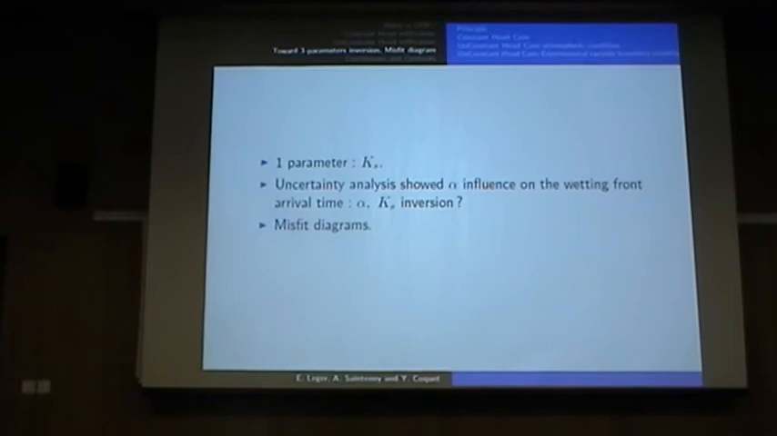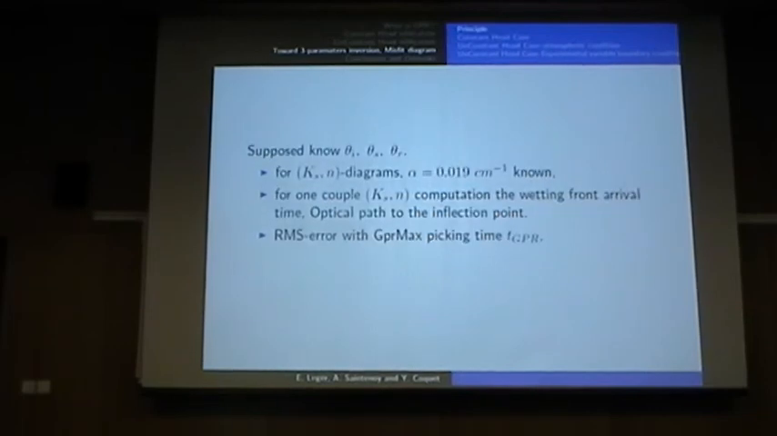So we have been able to invert one parameter, but the uncertainty analysis showed that alpha has a strong influence. So why not invert alpha and saturated hydraulic conductivity, and why not n as well? In order to do so, we compute a misfit diagram. A misfit diagram is just that we suppose initial saturated and residual water content nodes.